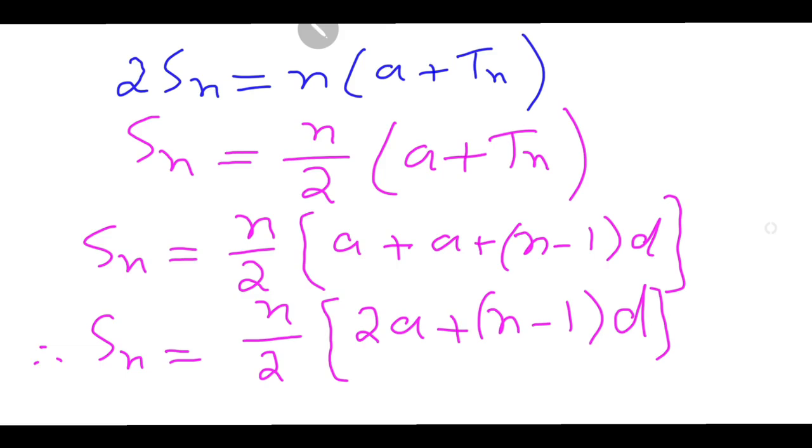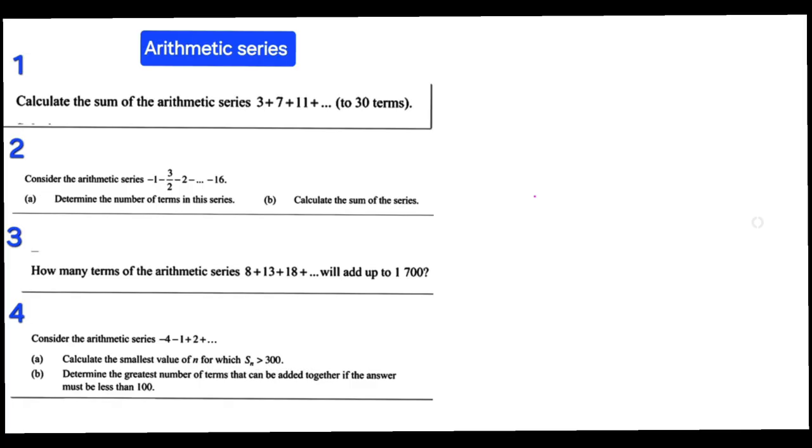So the final formula for the sum of the first n terms of an arithmetic series is Sn is equal to n over 2, big bracket, 2a plus (n minus 1)d, close big bracket. We proved it. Now I'm going to start the questions. This is question number 1. Calculate the sum of the arithmetic series 3 plus 7 plus 11 and so on to 30 terms.